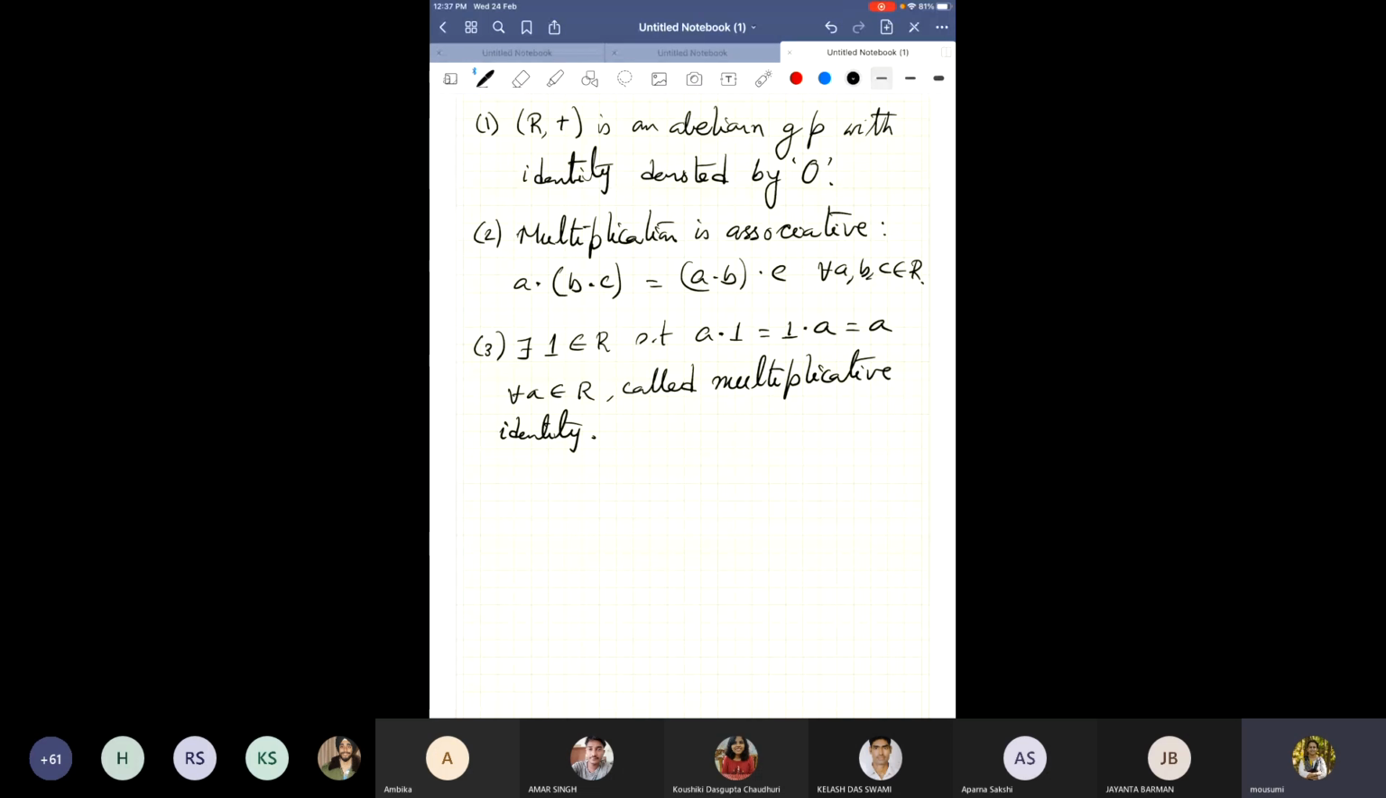Okay. And the fourth one is the distributive law. That means there should be some compatibility between these two operations, addition and multiplication. That is, (A plus B) dot C. Yes. Ma'am, is it necessary that every ring has an identity?